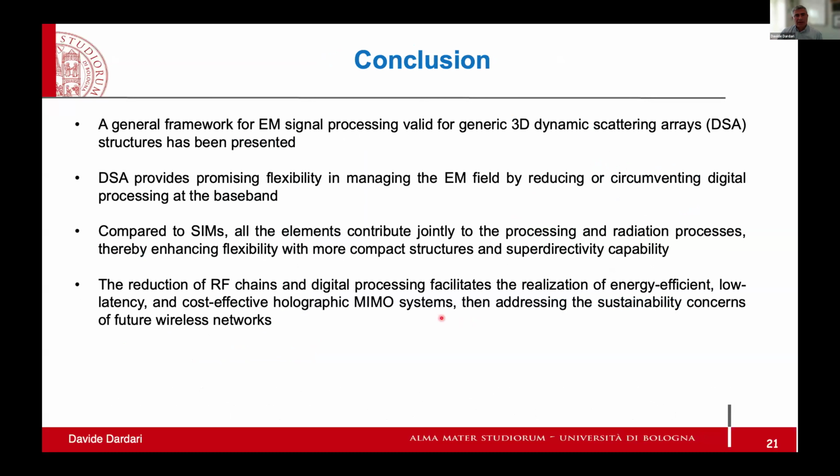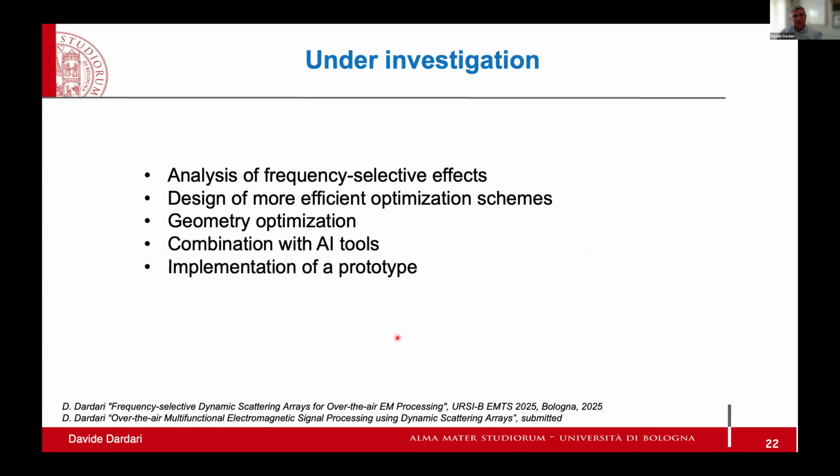So, conclusion, I presented a general framework to model and characterize what is called here dynamic scattering arrays. So in a very general setting, if we allow a global coupling in the near field of all the elements, we expect a very nice flexibility in managing and processing the electromagnetic field. And that obviously helps in reducing the RF chains and the digital processing with a very energy efficient structure.